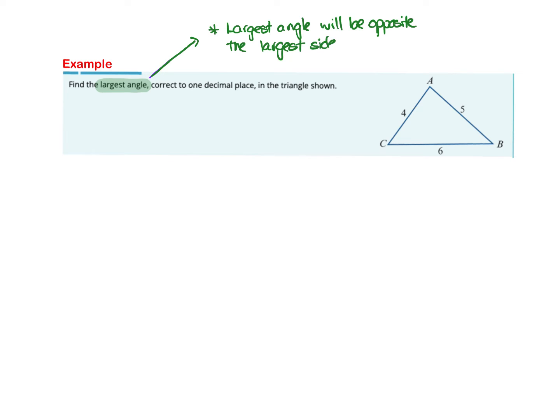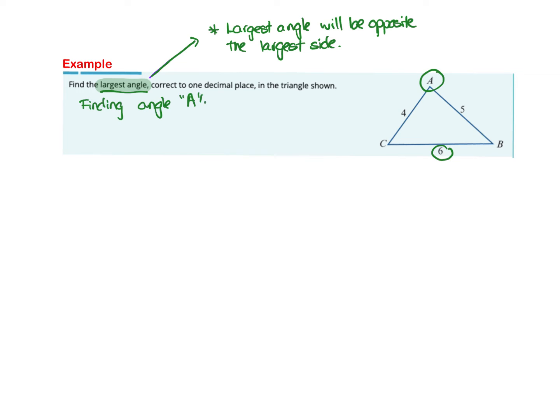Okay, so that is also, where do you think the smallest angle is? Opposite the what? Yeah, exactly right. So here when they say find the largest angle, if I have a look, 6 is the largest side, so A is going to be the largest angle. So I'm finding angle A. Okay, that's what they want me to do.